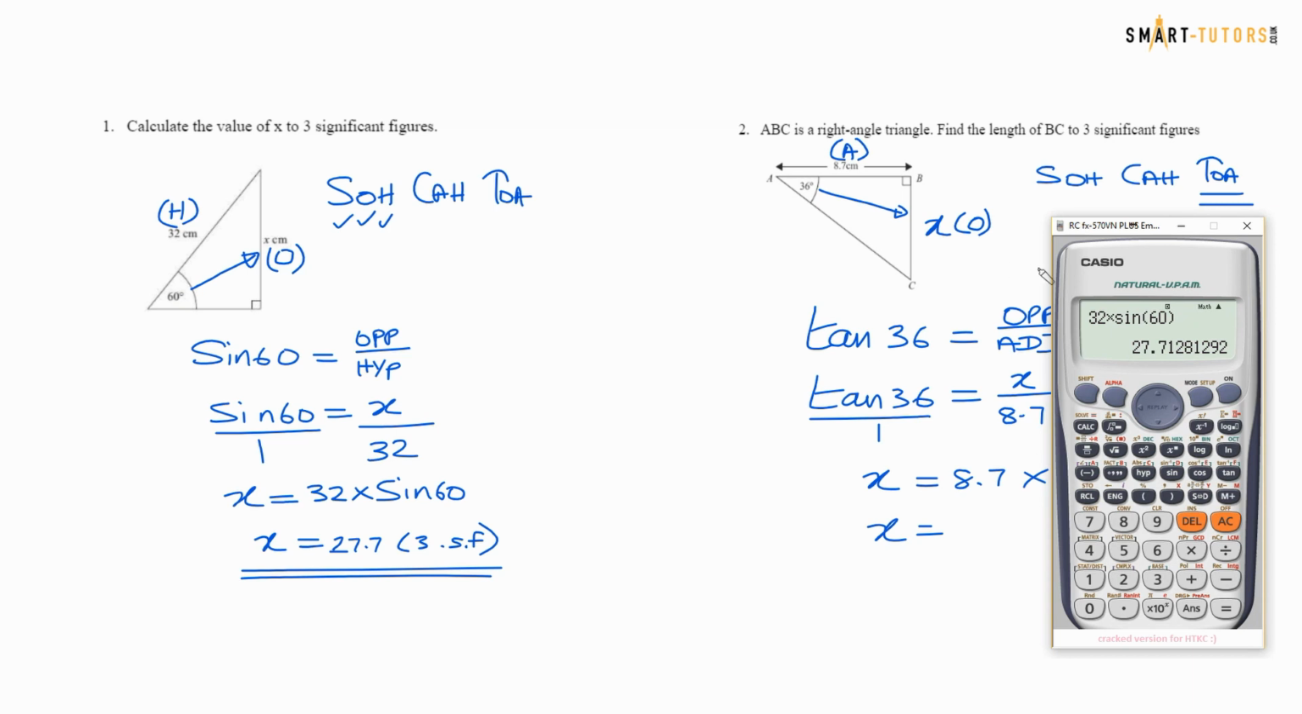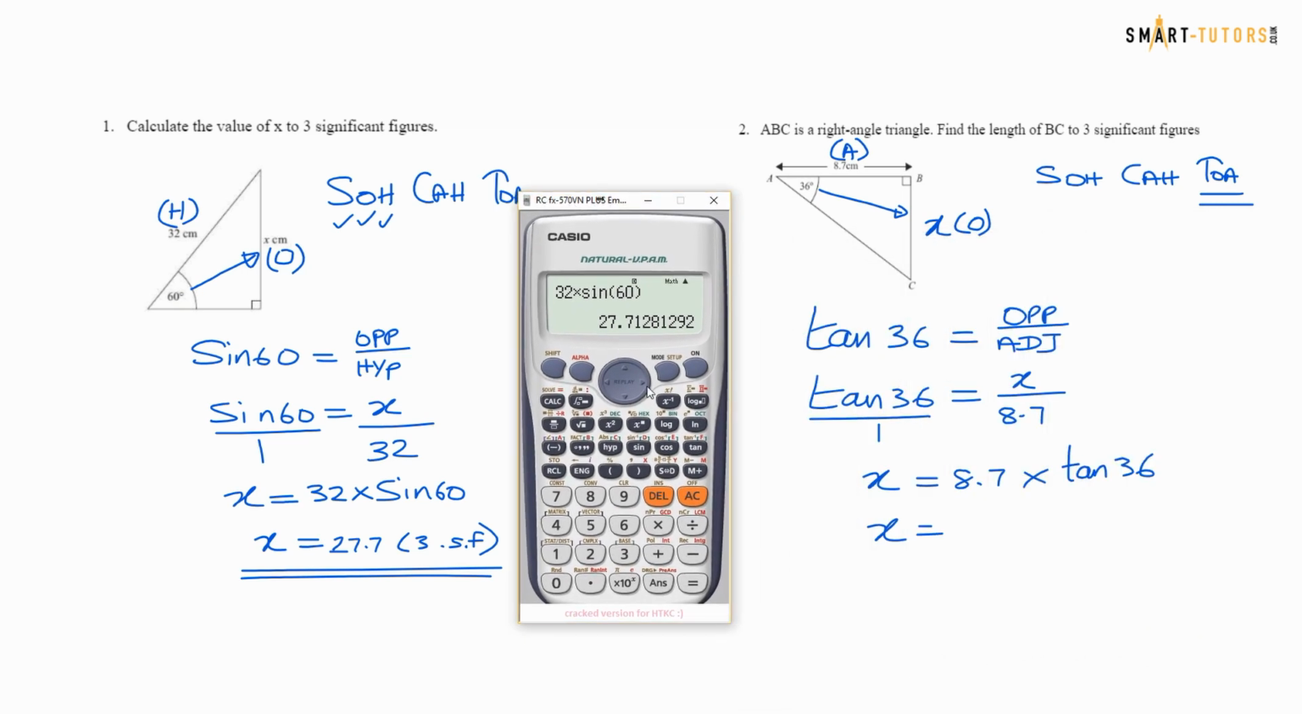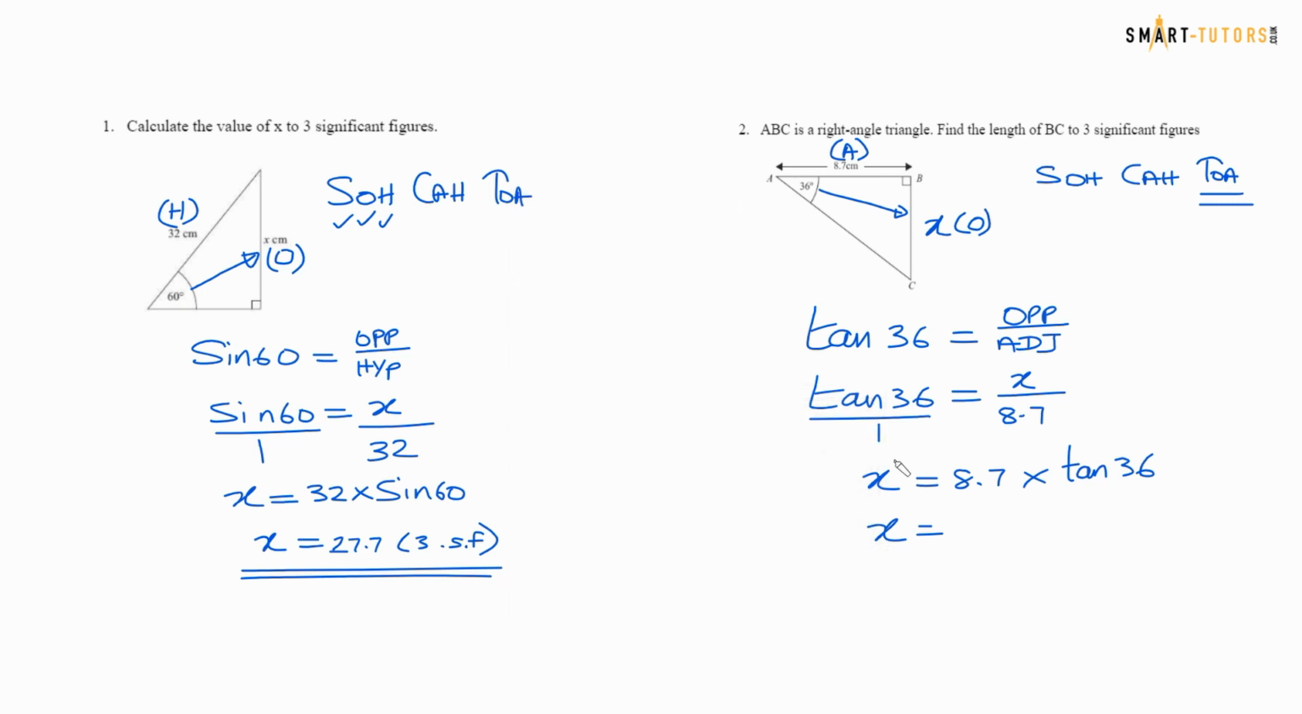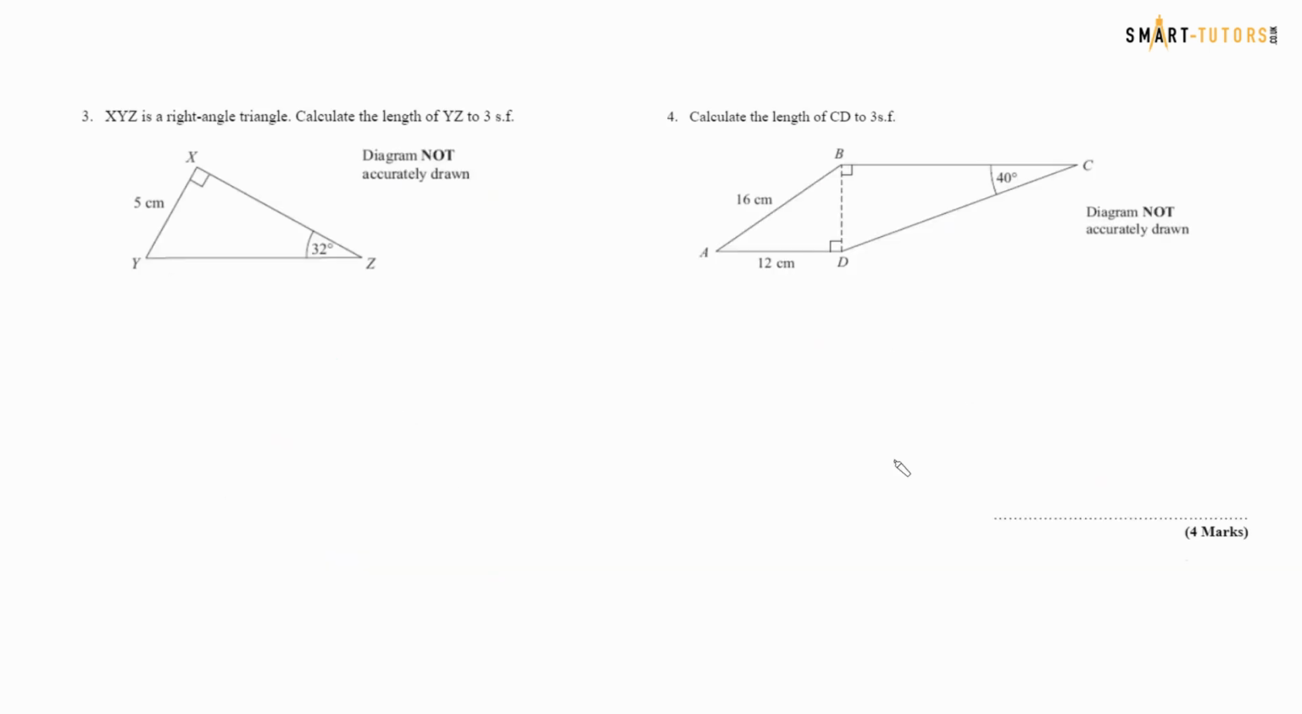So call upon the scientific calculator here. 8.7 times tan 36, bracket close, and the answer is 6.32 to 3 significant figures. 6.32 to 3 SF. That is the answer for question number 2.